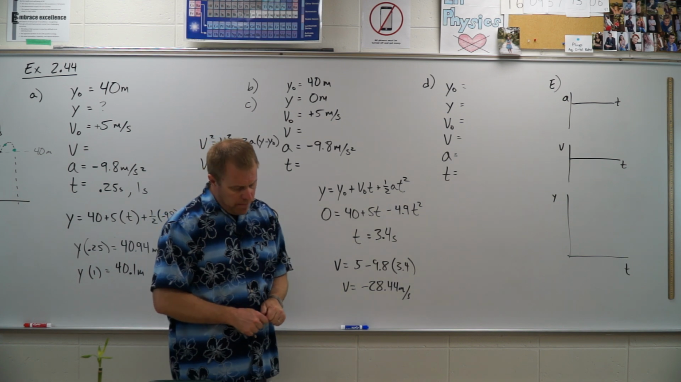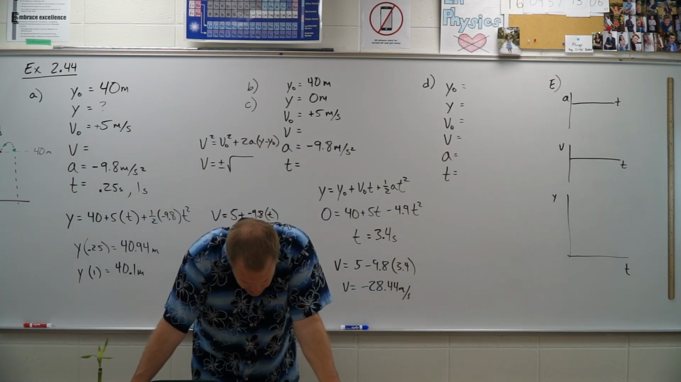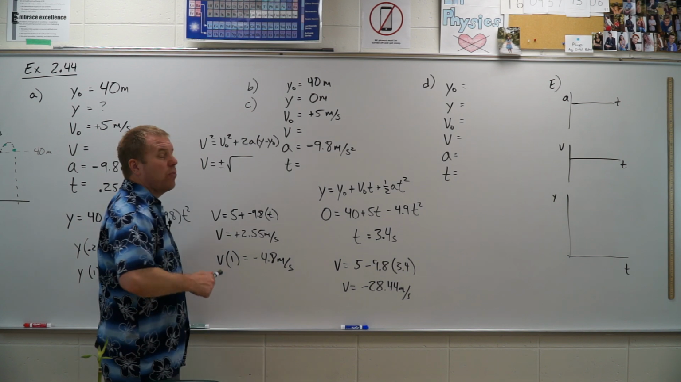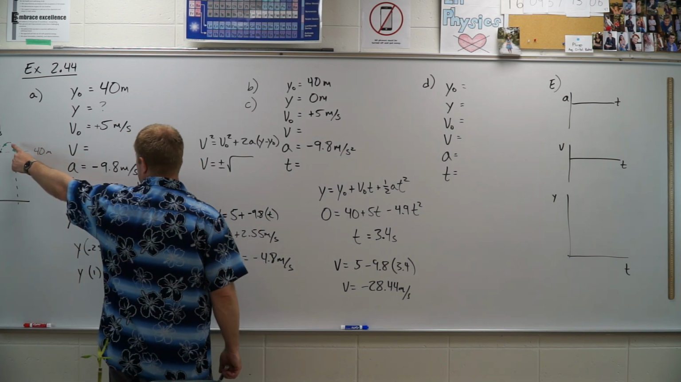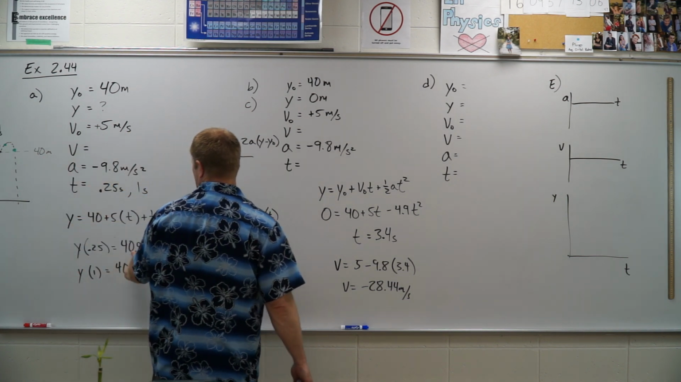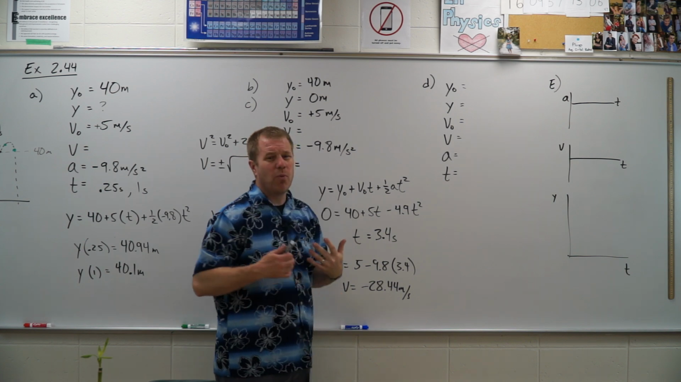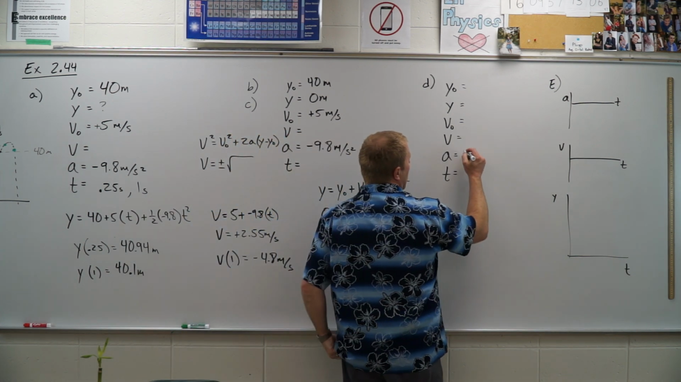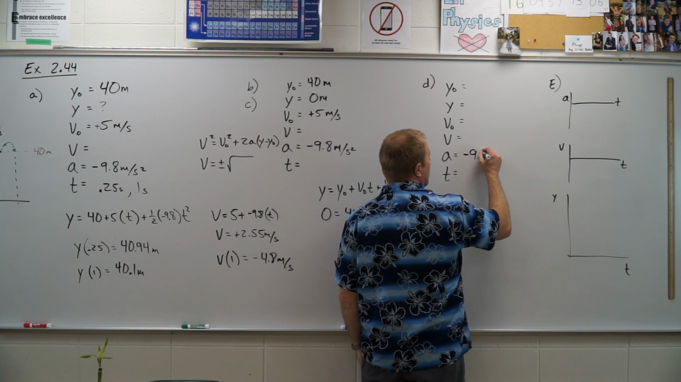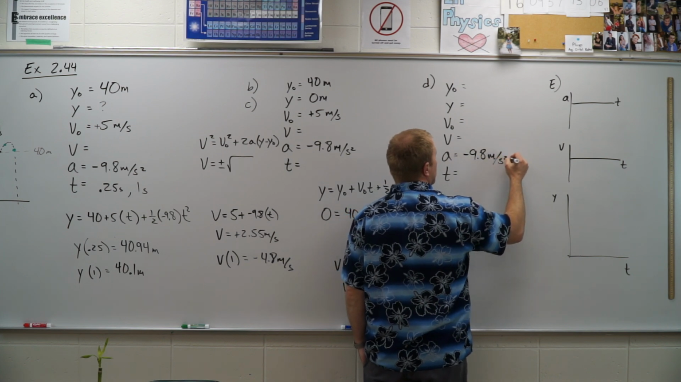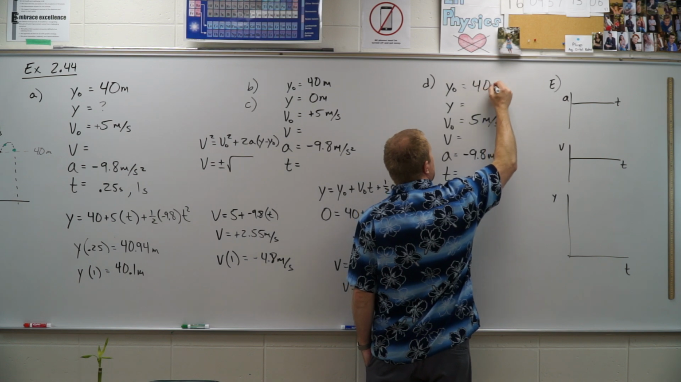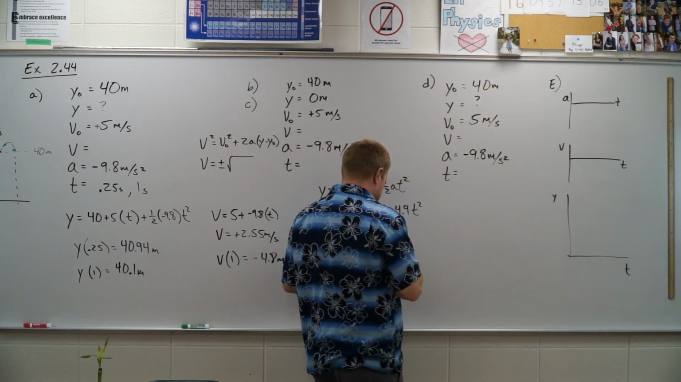And then part D. Part D wants to know what is the greatest height above the ground it reaches. So what is the maximum height? I know it's somewhere bigger than my 40.94, but what is it? How do I find it? And so there is a condition that we know. So we're going to go negative 9.8 because it's in free fall. It starts at 5 meters per second. Starts at 40 meters. I want to find the maximum height.